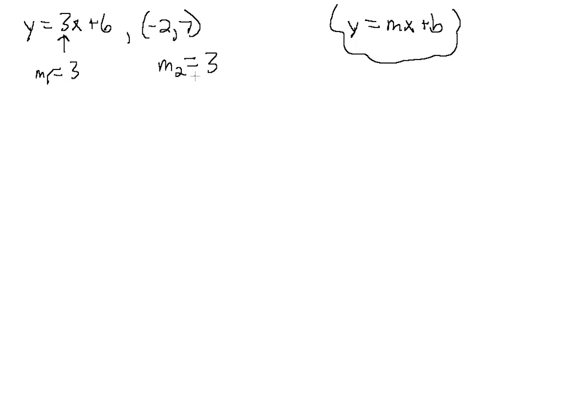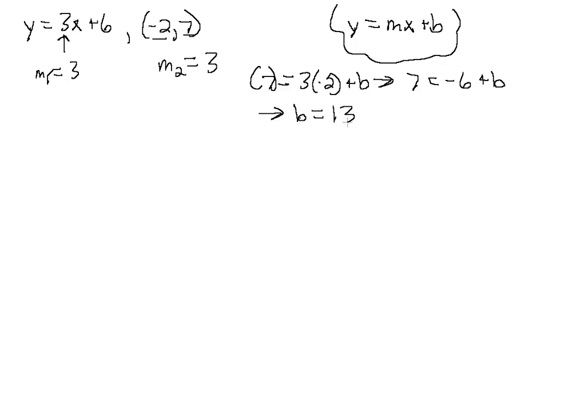So let's plug our given information into our slope-intercept form. We have y, which is 7, equals m times x, which is 3 times -2, plus b. b is the y value of our y-intercept. So we have 7 equals -6 plus b. b is what we want to solve for, so let's add 6 to both sides, giving us b equals 13.